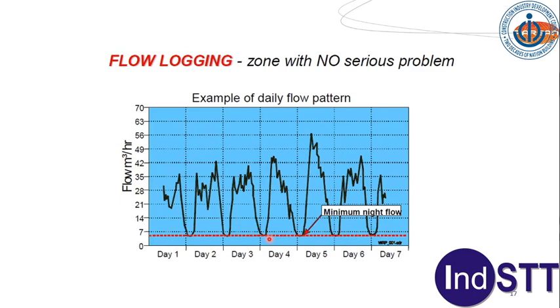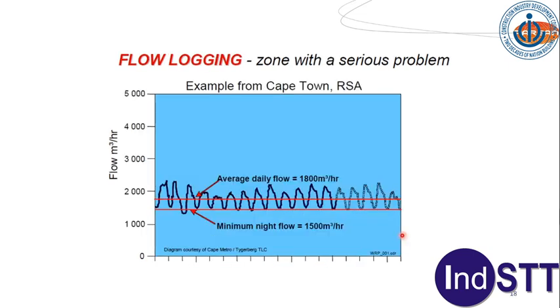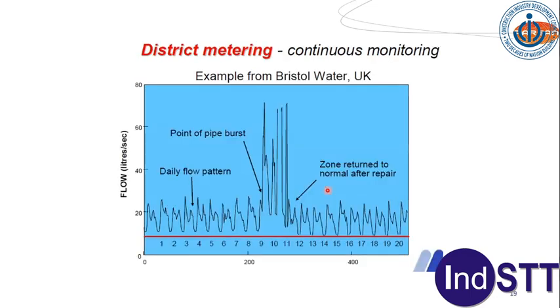Now let's go to a zone with a serious problem. Here, for example, average daily flow was 1800 cubic meter per hour, and this red line was the minimum night flow. We can see the minimum night flow is also exceeding, and at the same time the average daily flow is also exceeding. So this is a zone with a serious problem. That's how flow logging helps you isolate the zones where a leakage problem might be there.